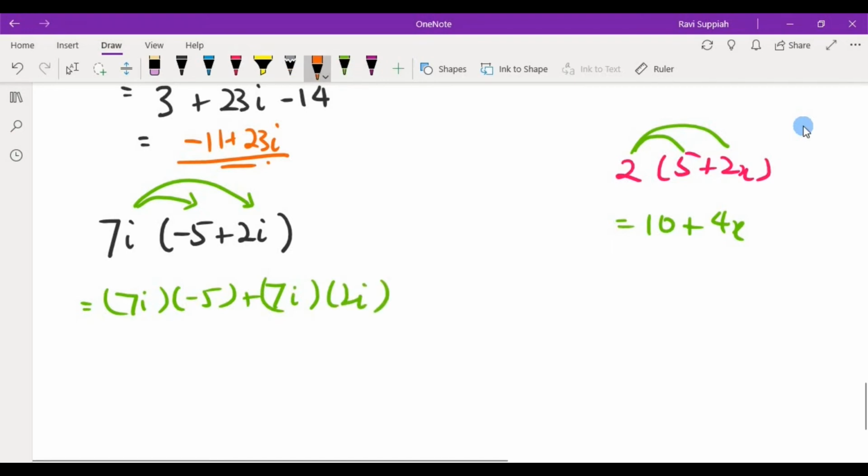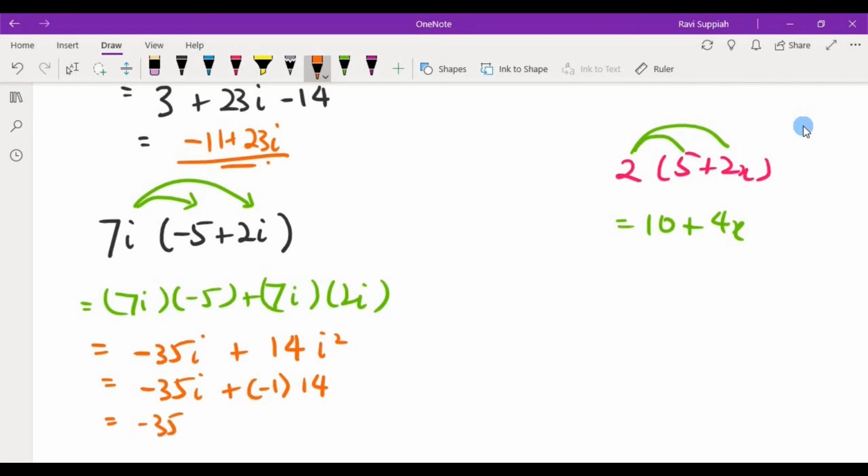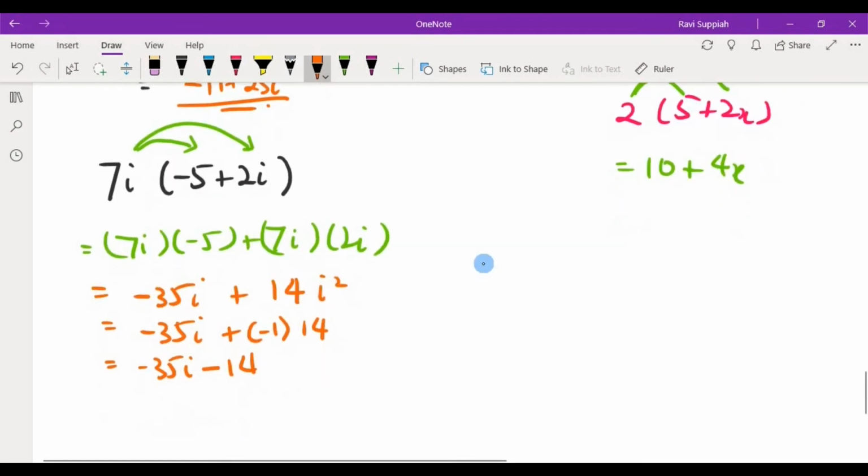7i times negative 5 will be negative 35i, plus 7 times 2 is 14i squared. And as I said, this is minus 35i. i squared is minus 1, so I'm going to put a minus 1 here. 14. So this would be negative 35i minus 14. Alright, generally when we write the answer of a complex number, we write the real part first, followed by the imaginary part. So that is the final answer here.